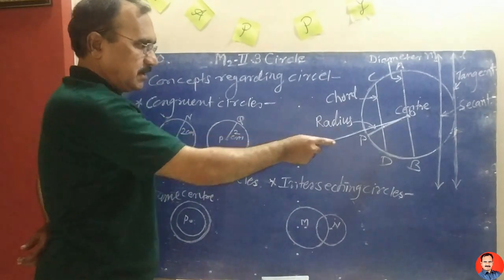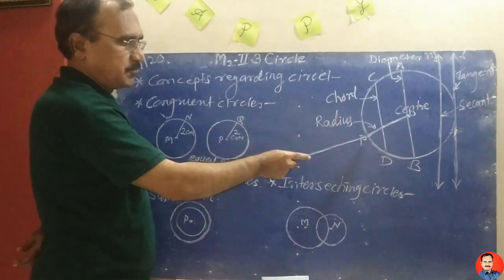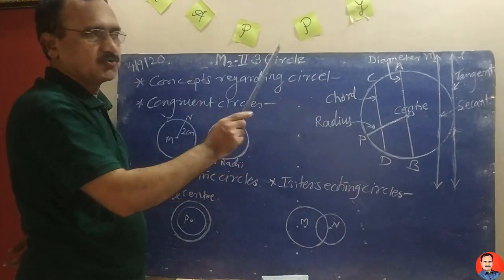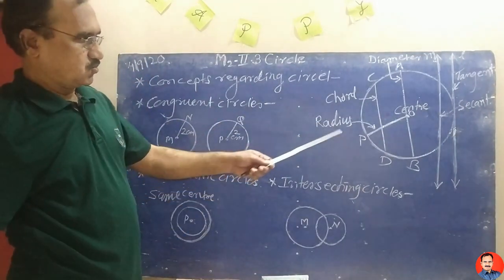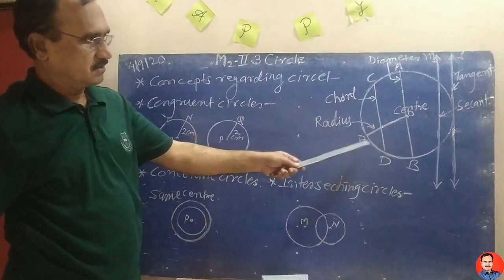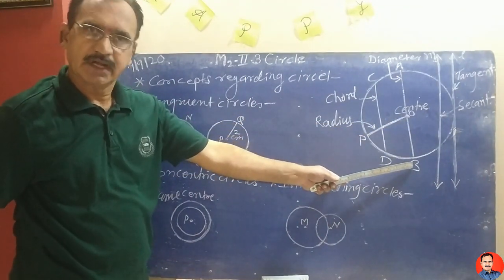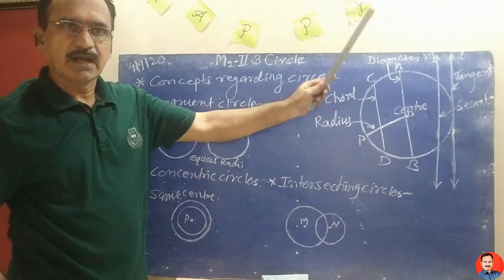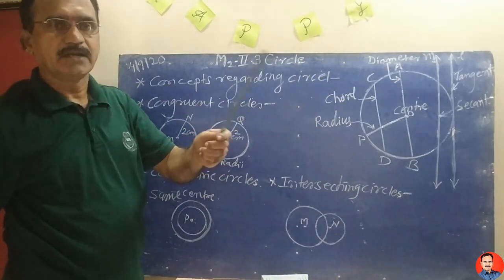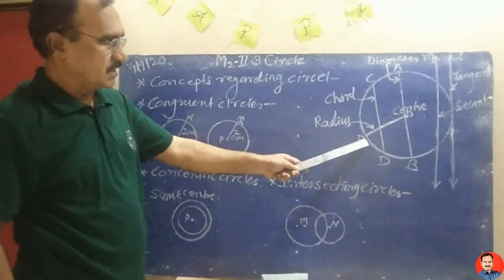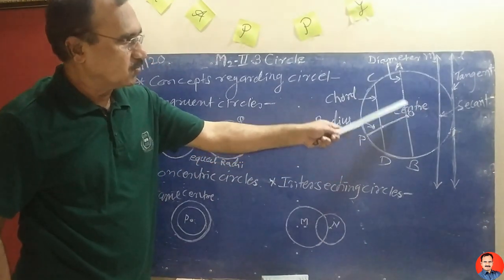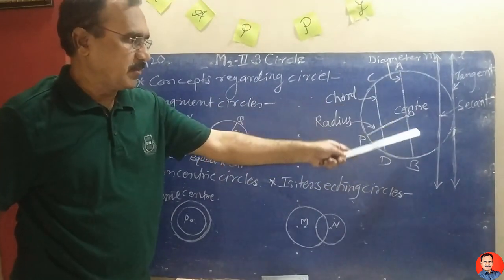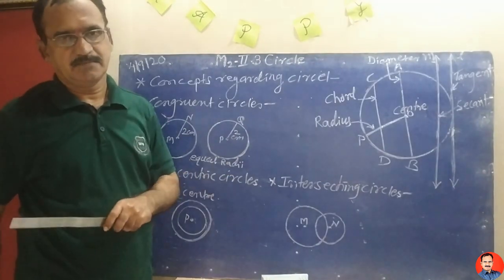Then this segment OP, O is the center of the circle and P is a point on the circumference of the circle, and therefore segment OP is called the radius of the circle. Now students, this is a radius and this OB is also a radius and this OA is also a radius, and you know all radii are equal. That is the definition of circle. That means here OB is a radius and OA is a radius and AB is the diameter. That means diameter is 2 times the radius.